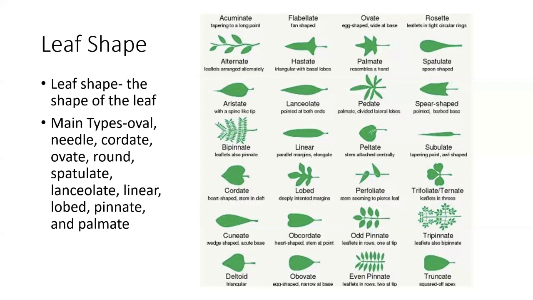Oval, needle, cordate, or heart-shaped. One of the best examples of cordate would be the eastern redbud. Then we have ovate, rounded, spatulate, that almost looks like a spoon, lanceolate, linear, which would be very skinny, and lobed. That means a lot of your oak trees are going to be lobed, so they actually have the indentions. Pinnate or palmate. Palmate's going to be, again, think of your palm.